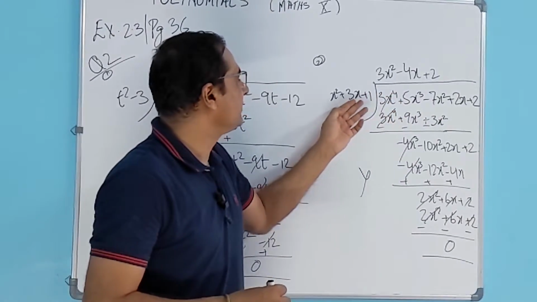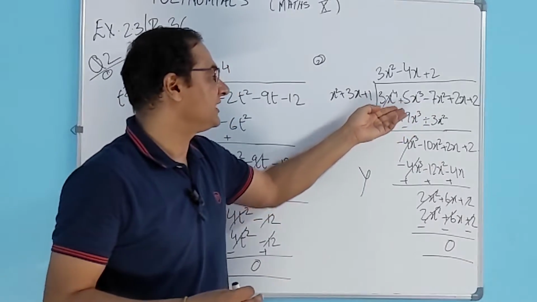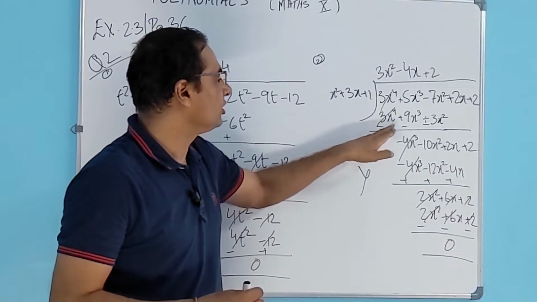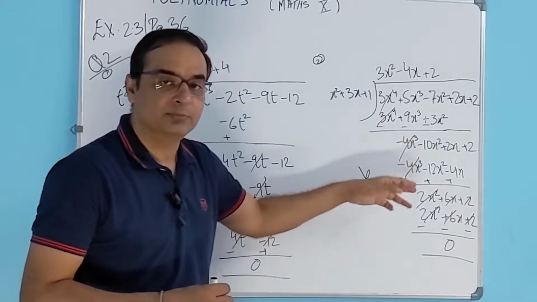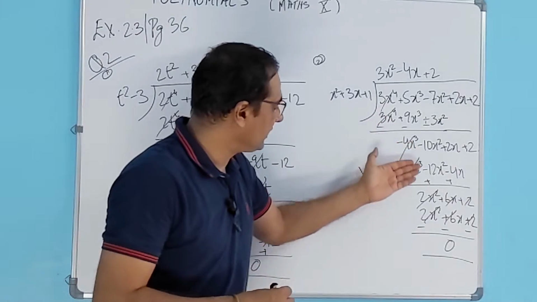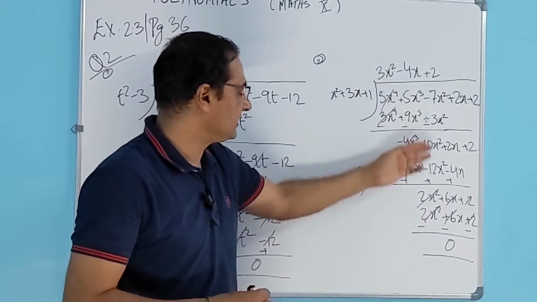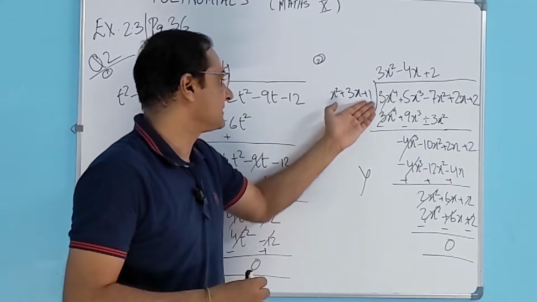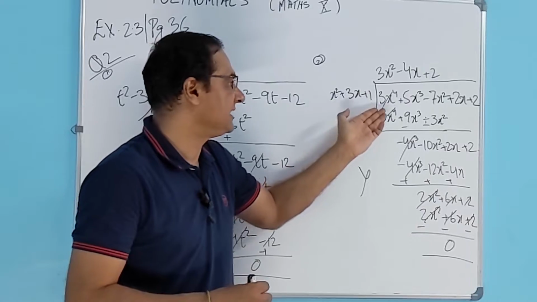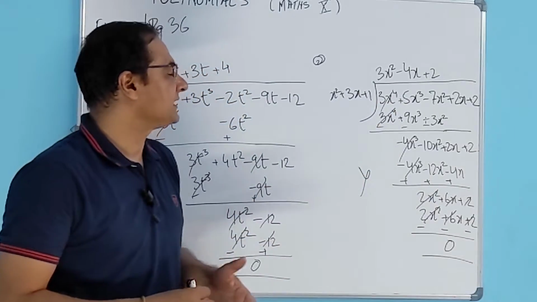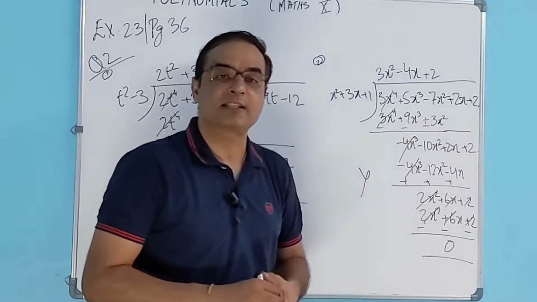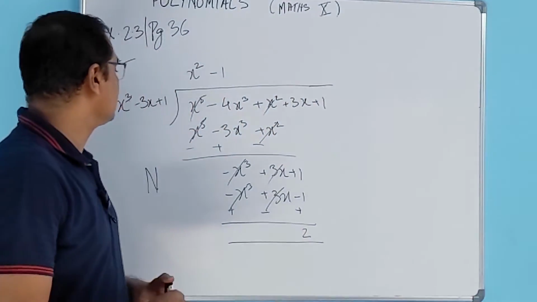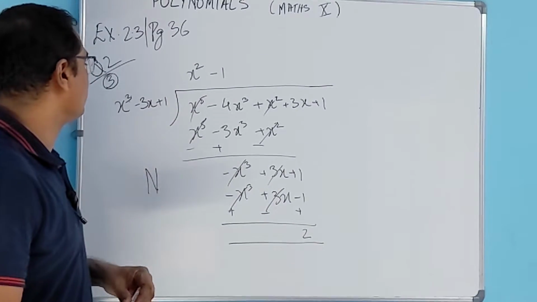So what do we do? First step, we arrange these terms in the descending order of the degree of the variable, same way with the divisor, and then we go on to eliminate the first term of the polynomial. We do the division, and the remainder which we get is 0, and hence we can conclude that yes, this polynomial x square minus 3x plus 1 is a factor of 3x raised to the power 4 minus 5x cube minus 7x square plus 2x plus 2. So the answer is yes.